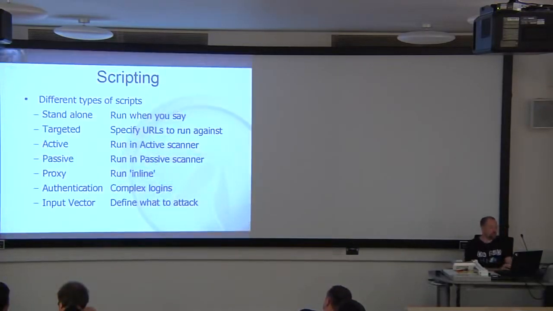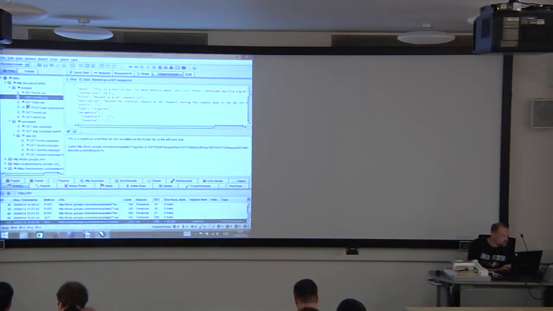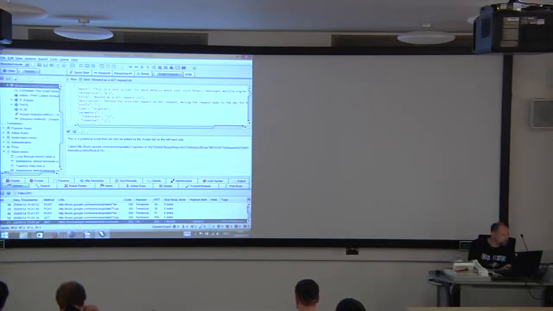We have active scripts and passive scripts. These run in the active and passive scanners, so you can use these to detect vulnerabilities actively and passively. Proxy scripts run inline, so these actually change things dynamically. And so we've probably got another. These ones you can't run at all. We go to scripts.